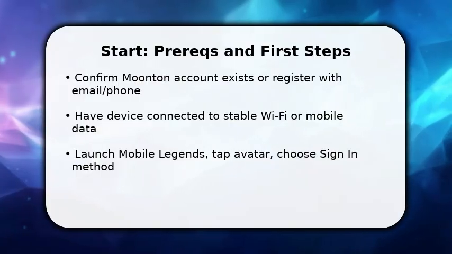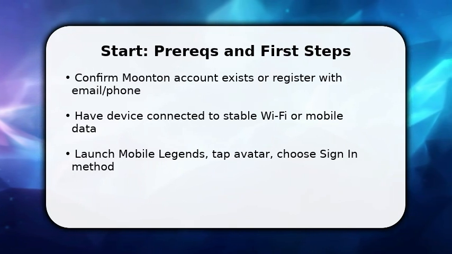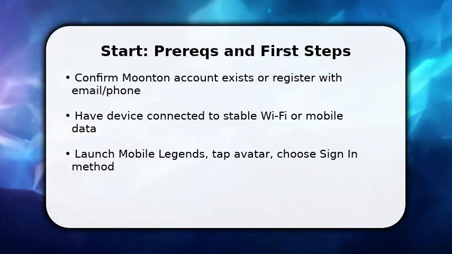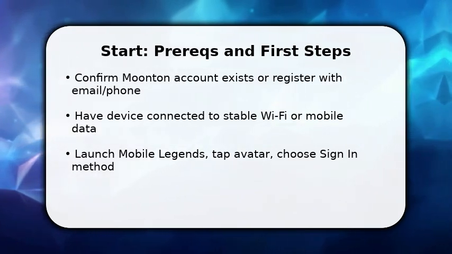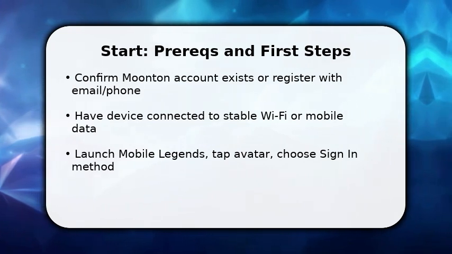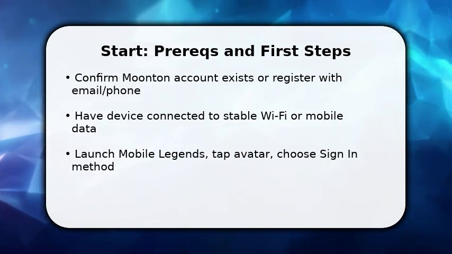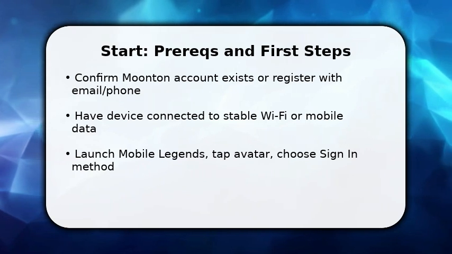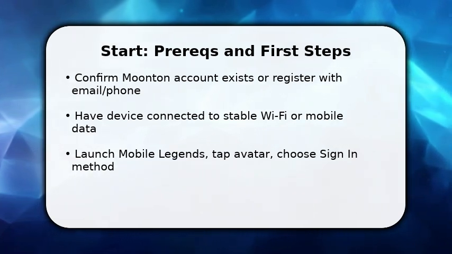You start by confirming you have a Moonton account or creating one with an email or phone number. This saves progress. Once done, make sure your device is on a stable Wi-Fi or mobile data connection to avoid timeouts. Next, open Mobile Legends and tap your avatar in the upper left.